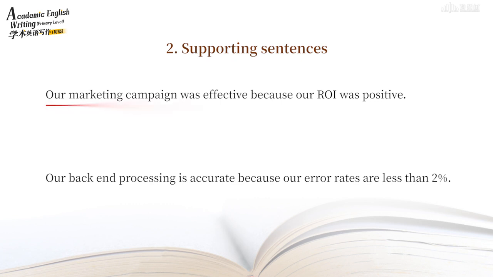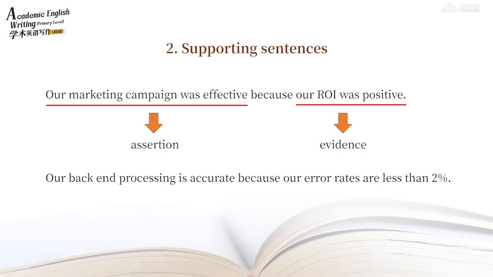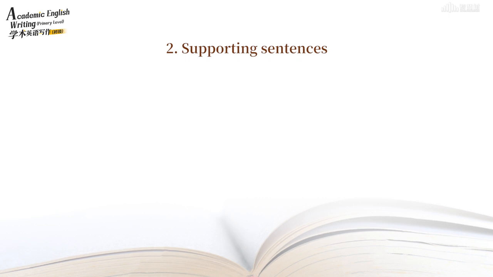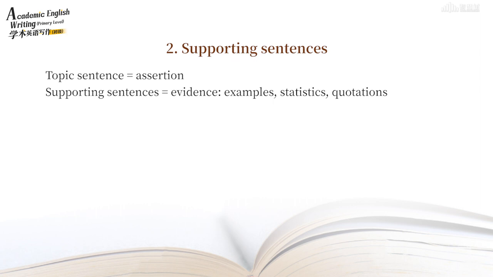In the first sentence, our marketing campaign was effective is an assertion, and our ROI was positive is the evidence. Similarly, in the second sentence, our backend processing is accurate is an assertion, and our error rates are less than 2% is a piece of evidence. Without the evidence, people may wonder, why should I believe you? In a paragraph, our topic sentence is the assertion, and the supporting sentences provide the evidence.